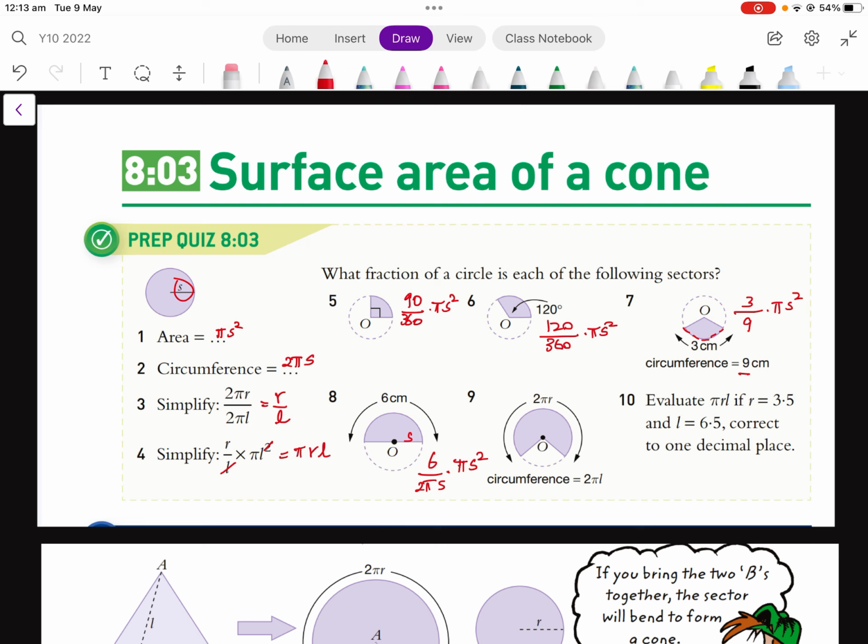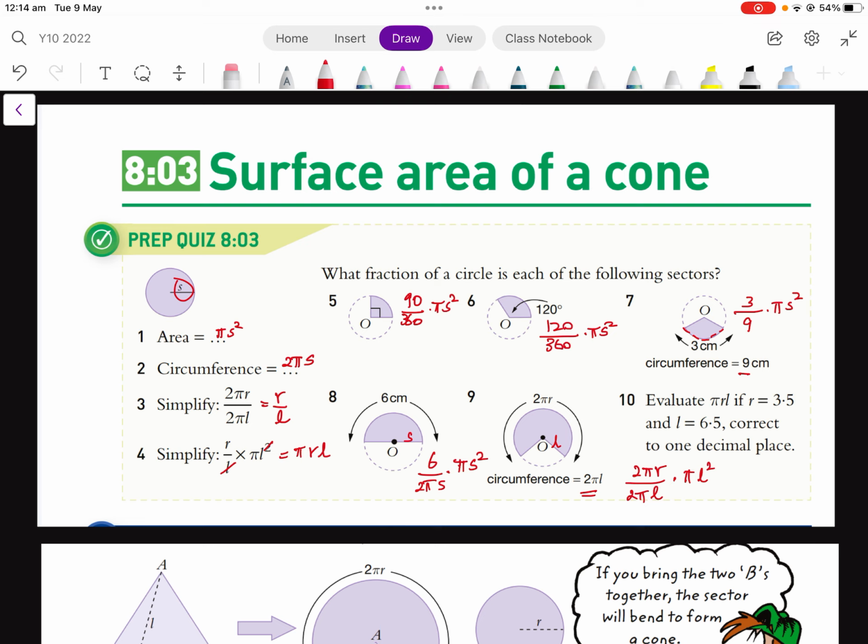In this case, I'm being told the circumference is 2 pi L. That implies that this is the radius L. And they're telling me that the arc length of that sector is 2 pi r. So I'm using 2 pi r out of 2 pi L of the whole circle, and the whole circle radius is L, so pi L square. Okay, so that's for number 9.